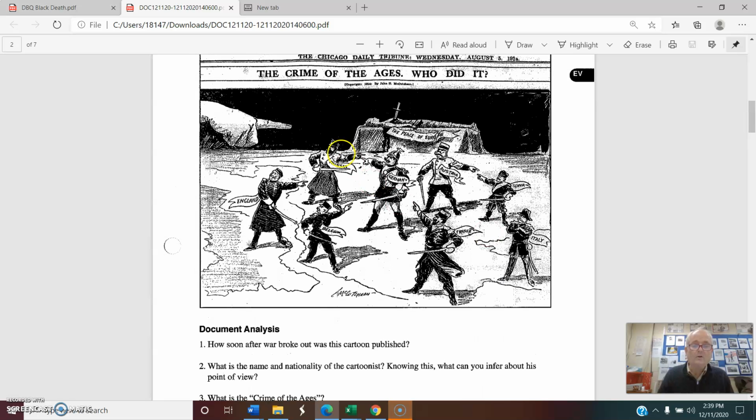You'll see the document is called A Crime of the Ages. Who did it? See the finger pointing, and it looks like it's coming from America. You have the Peace of Europe right here, which is a crypt. You see the dagger in the knife of the dead body, the Peace of Europe. The peace was dead. You have different caricatures of different countries of Europe. You can see the English person is pointing at Germany, as are the Russians, as are the Belgians, as are the French. You see the Austrians and the Germans are pointing outwardly.